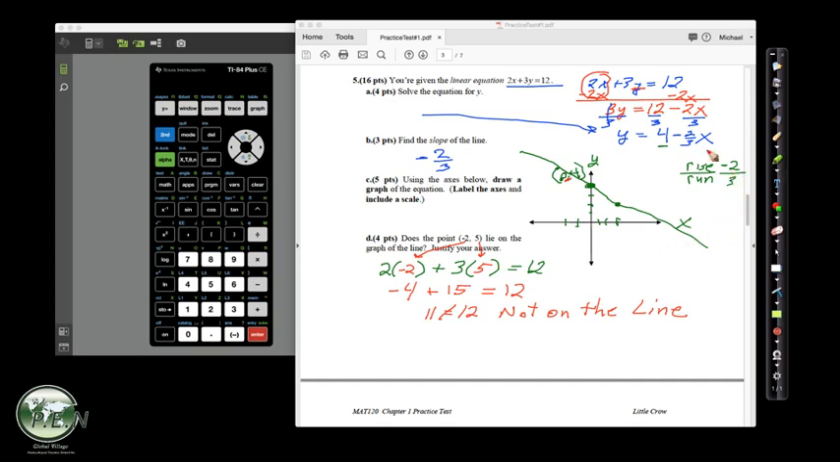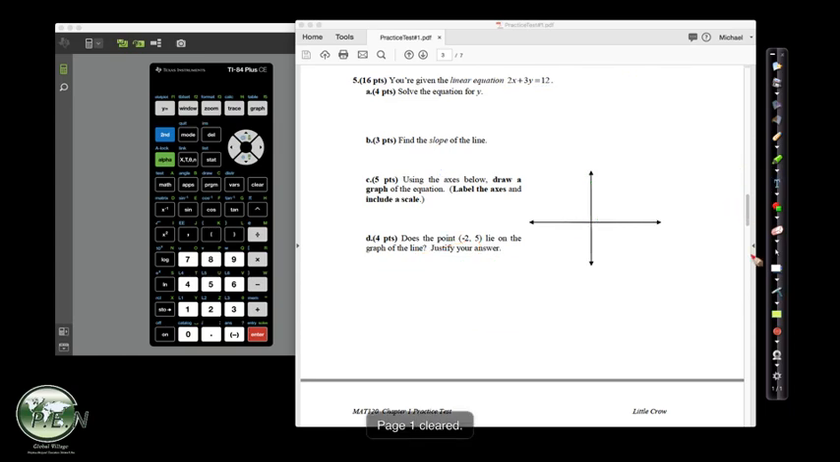Let's see, what time is it? 11:30. I got to get going here pretty quick, so we'll bust out a few more, and then I'll get on my way, and we'll do some in class.